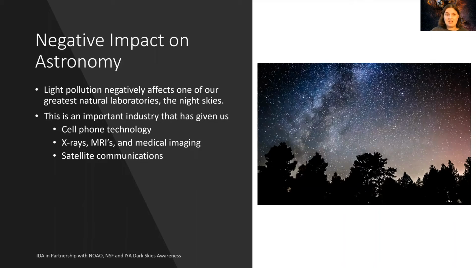Also, there's negative impacts on astronomy. If you have too much light that goes up into the sky, you can't see stars. And many of the newer generation of scientists, like our younger kids, are not getting to see the nighttime sky, which is kind of sad.